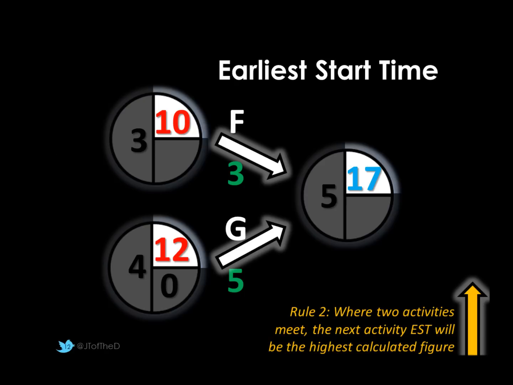So there's another rule that helps us to calculate the early start time. And that is where we have two activities that come together, for example F and G in this example, both meet at node 5. The figure we pick for the early start time will be the highest calculation of the other routes. So if we look at node 3, the early start time is 10, plus activity F is 3, which is 13. However, node 4, early start time is 12, plus activity G is 5, is 17. So we're going to go for the highest number. 10 plus 3 is 13, 12 plus 5 is 17, so we'll go for the early start time of 17.